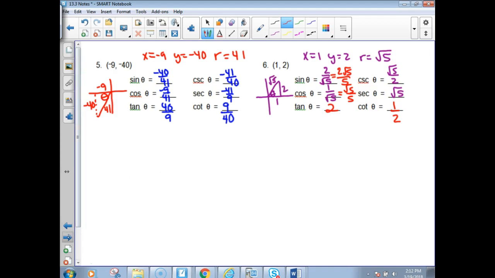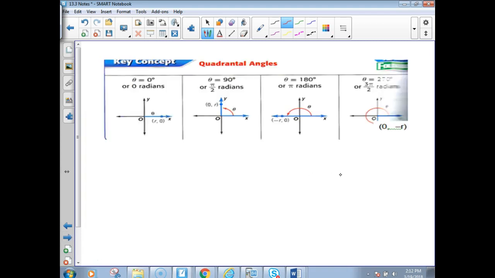So far, so good, I hope. A little Pythagorean theorem, really, and remembering your trigonometric ratios. Something to talk to you about: quadrantal angles. We want to know what the sine and cosine are of these.